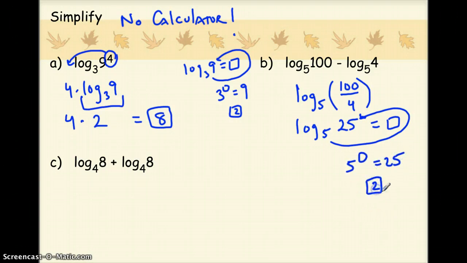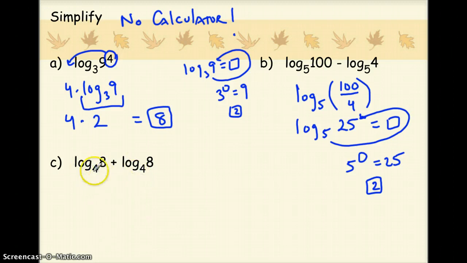So your answer is a 2. But if you tried to do this problem separately and then subtract, it would be very hard to do without a calculator. So if you ever have a no calculator page and you're thinking to yourself, how does she expect me to do this without a calculator? Then you gotta say, oh, it's a property.